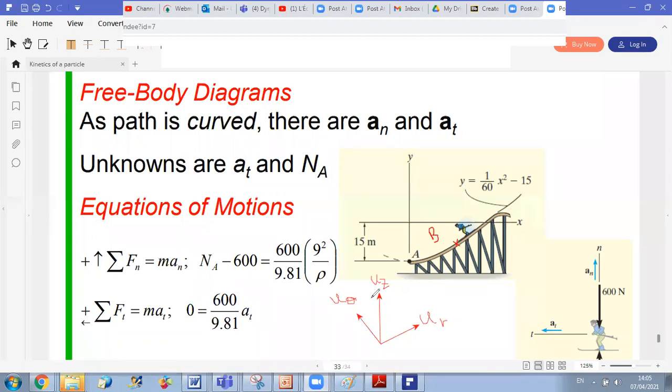a_r is r double dot minus r theta dot squared, a_theta equals r theta double dot plus 2 r dot theta dot, and a_z is z double dot. We'll see this in detail together next time concerning the application of Newton's law in cylindrical coordinates. But it's always the same method: I draw the free body diagram, I project my forces on the different directions, and I find my answer.